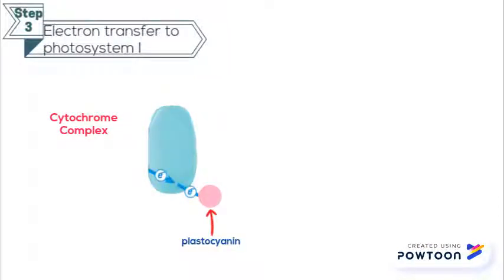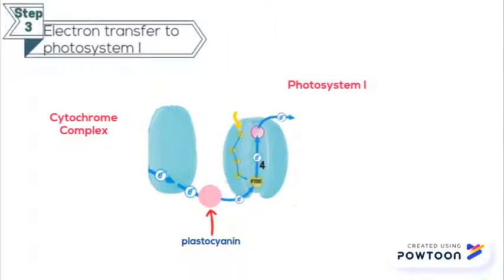Step 3. Electron transfer to photosystem 1. The mobile carrier known as plastocyanin then shuttles the electrons from the cytochrome complex to photosystem 1. The first electron gets added to P700+, making it a neutral P700.